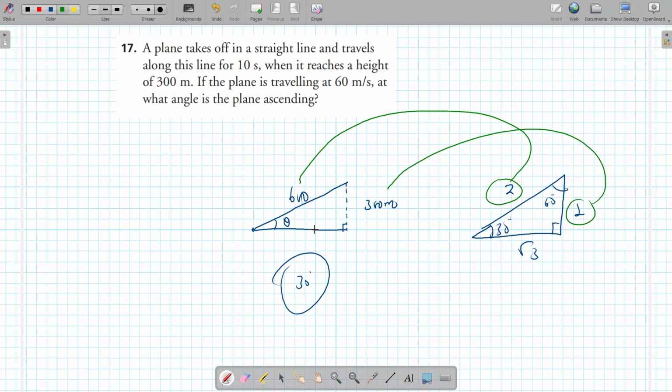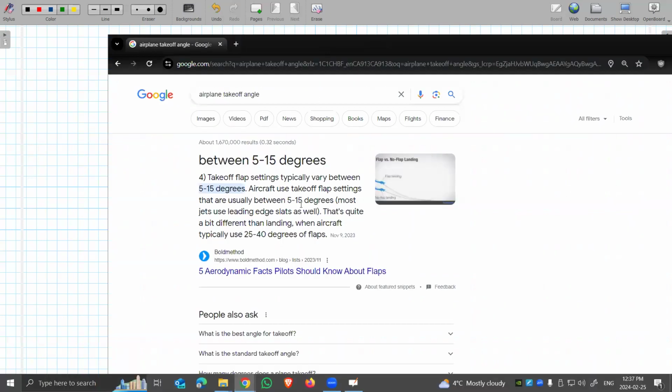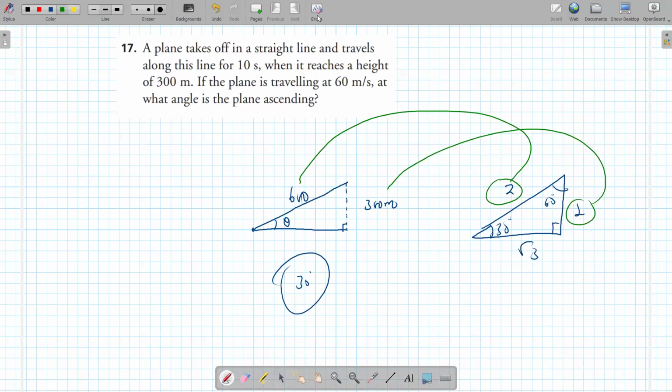30 degrees seems very steep, to be honest, for a plane takeoff. It's usually, I'm going to look this up, I think it's about 10 degrees. Maybe even that is too much. Yeah, 30 degrees is maybe like a fighter plane or something that needs to go somewhere. It's very steep.